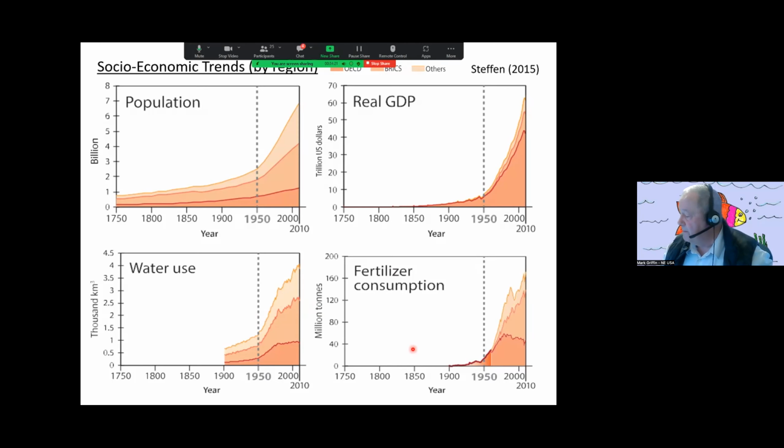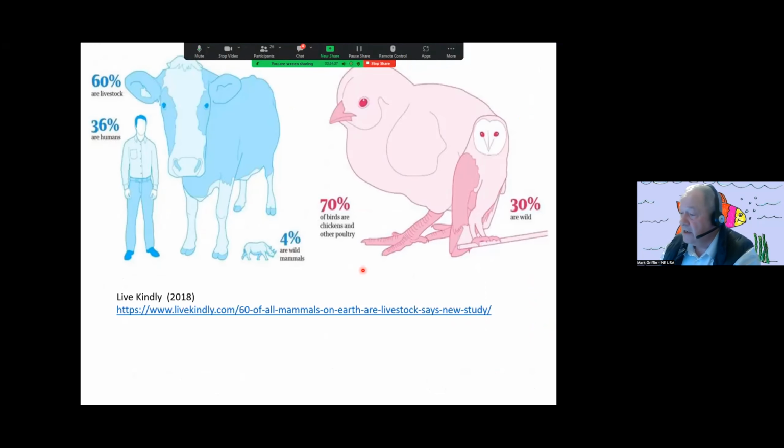Water use has gone up, and fertilizer. Again, the developed countries are pretty much stable, whereas water use and fertilizer consumption, that is food, is mostly advanced in the developing countries, developing and in transition countries. If you don't think we're impacting the environment, 96% of all land animals is either farms or people, only 4% are wild. 70% of all chickens are on farms.